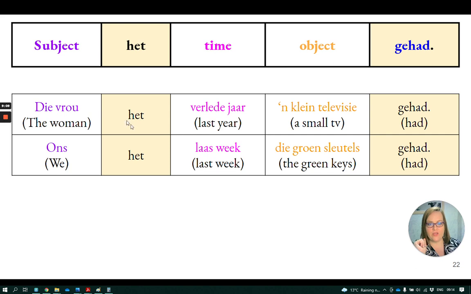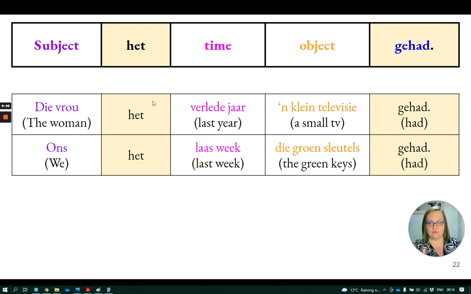Die vrou het verlede jaar 'n klein televisie gehad. She had a small TV last year. So if you just say, sy het 'n klein televisie, she has a small television. Now this het, changing it to past tense, het goes to the second place, and the het changes to gehad at the end. Sy het, die vrou het, verlede jaar 'n klein televisie gehad.